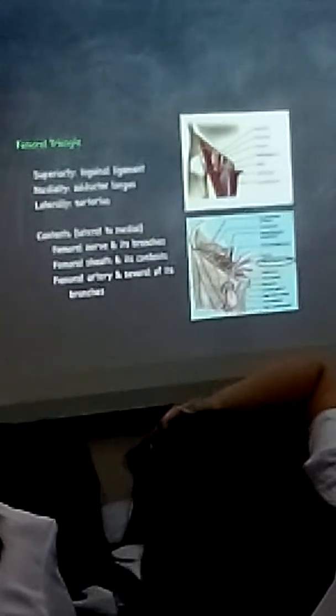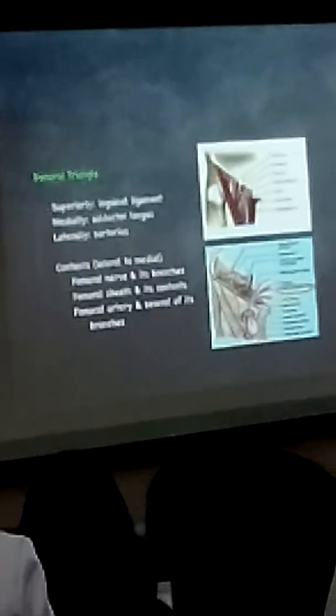Take note of this area, because in your practice, you might want to have access to the femoral artery and vein. So take note of this femoral triangle. We have this area here. Can you guess what's this? Inguinal ligament. Medially it's formed by the adductor longus and laterally by sartorius. So that's how you locate it.